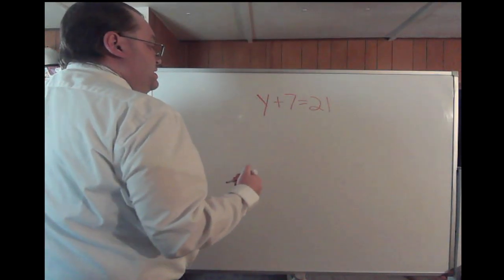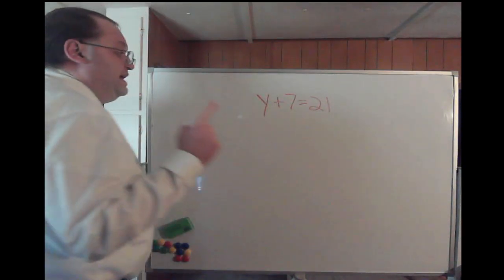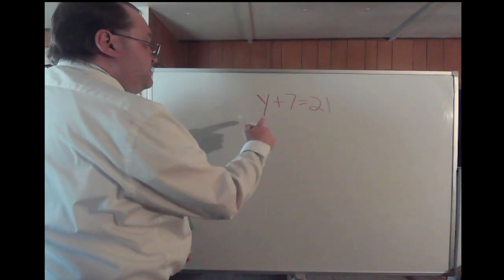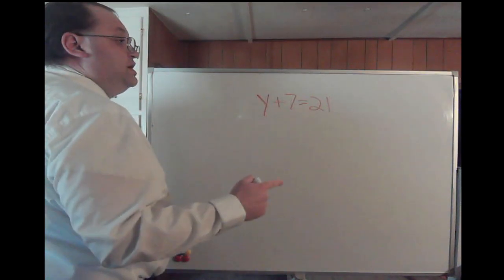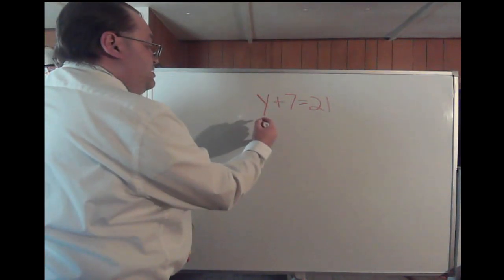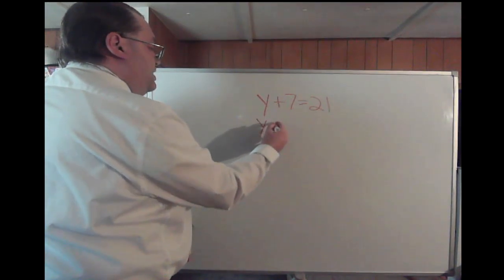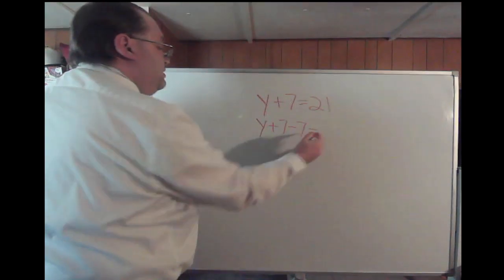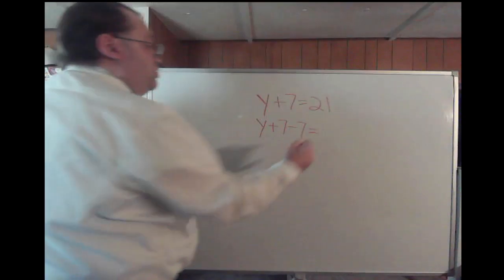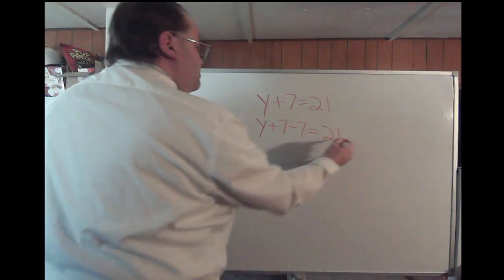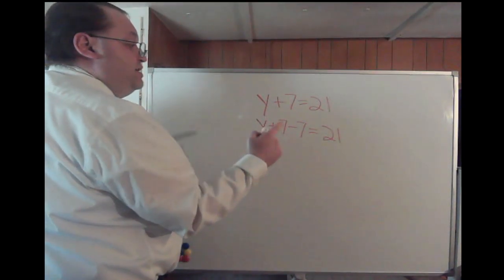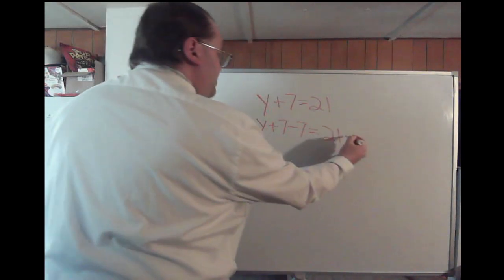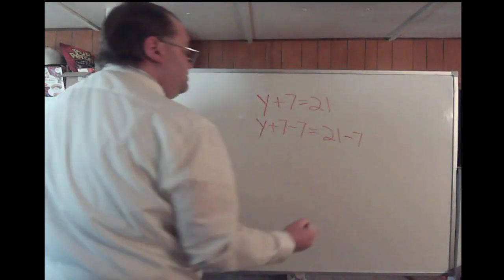Well, of course, the idea is to get y by itself, get the variable by itself. So what you're going to have to do, since you have plus 7, you got to do minus 7. So what we'll do is y plus 7 minus 7, we'll set that equal to 21. But what you do to one side, you got to do to the other. So we subtracted 7 from the left side.